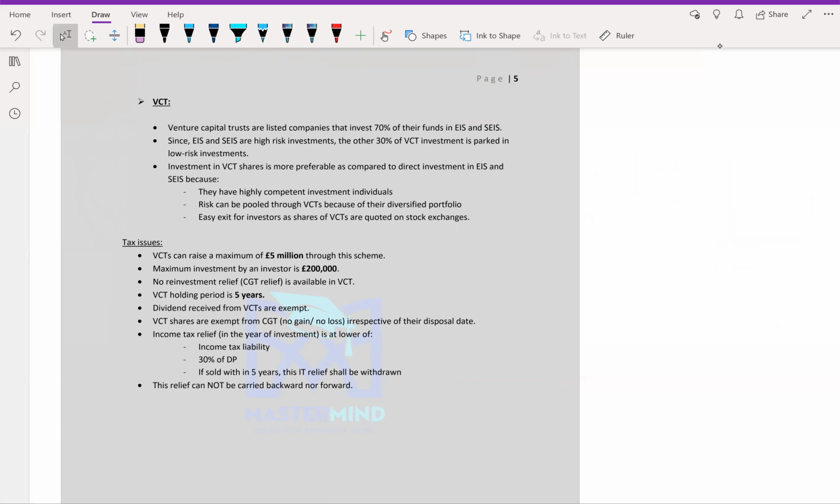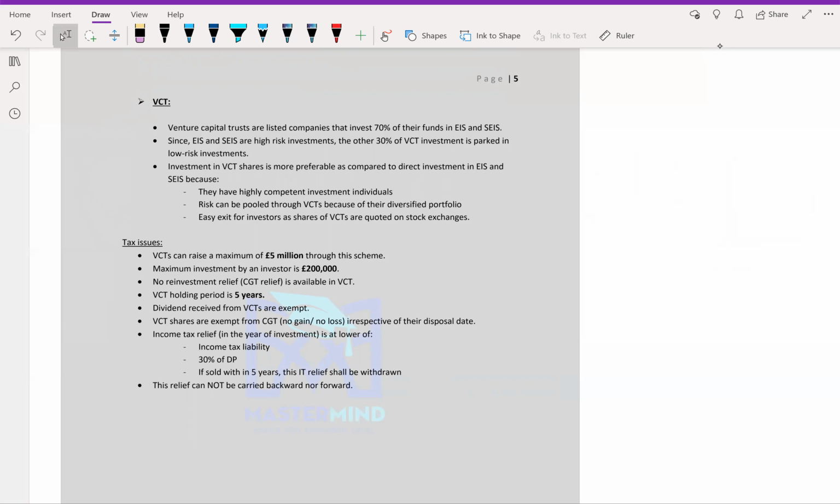In fact, it's relatively much less risky as compared to directly investing in a company which is raising SEIS or EIS, right? So this is a pool of investments they have. They invest according to the risk profile, so they don't put all eggs in one basket. What they do is they bifurcate. Since EIS and SEIS are high risk, already discussed, the other 30% of VCT investment is parked in low risk investments. Investment in VCT shares is more preferable as compared to direct investment in EIS and SEIS.